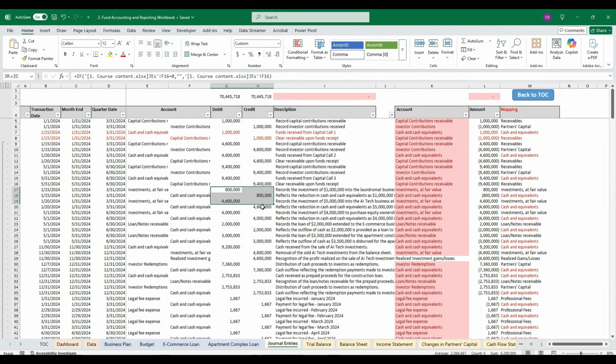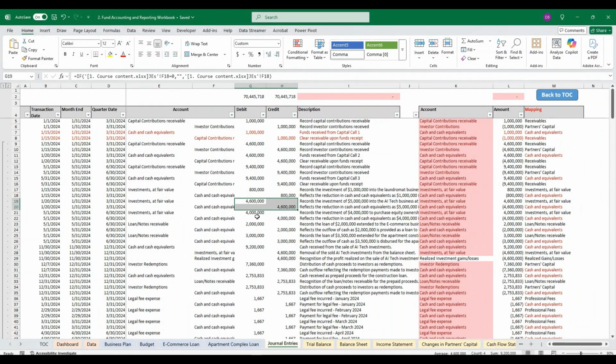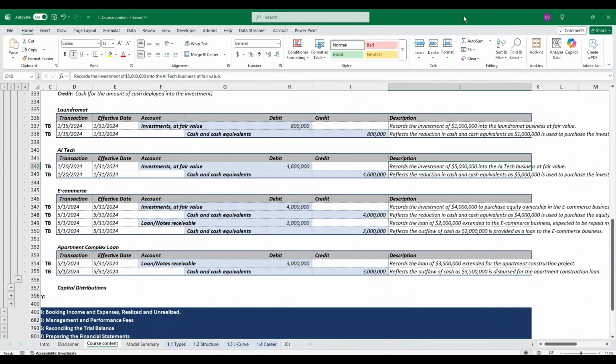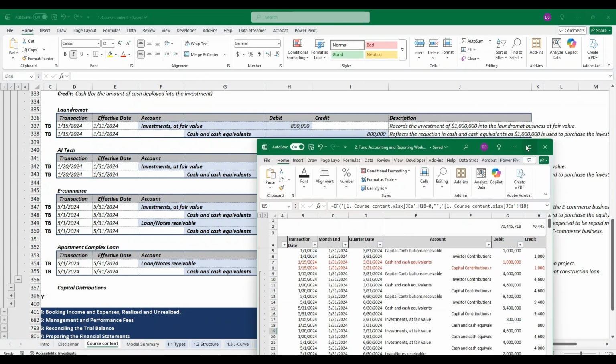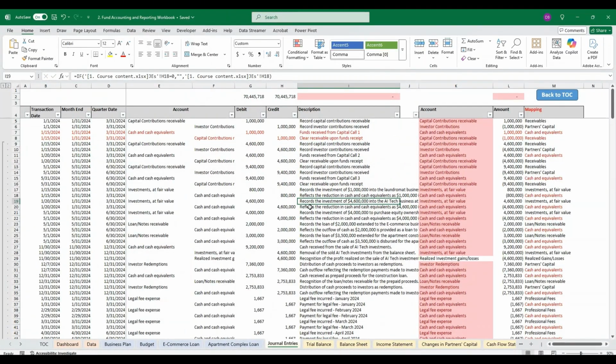So these are my investment entries. We have this Laundromat and we have our AI company. So this still shows $5 million. Let's go back to finish my note. 4.6 million and 4.6 million. So now you understand why I put everything into Excel, because all the numbers from the original content will be automatically changed in other places. So now we have our AI company, we have our e-commerce company.